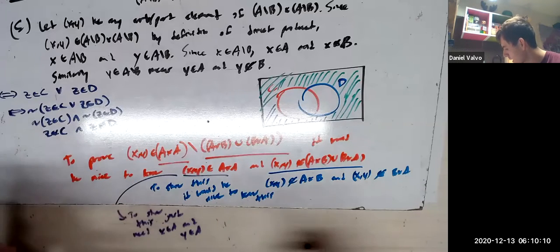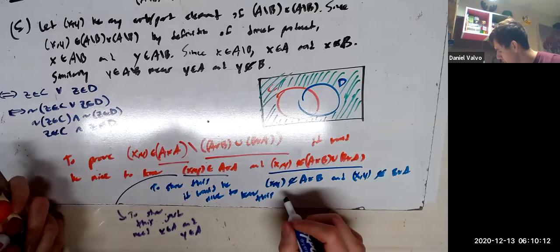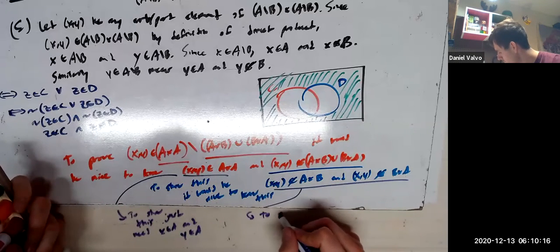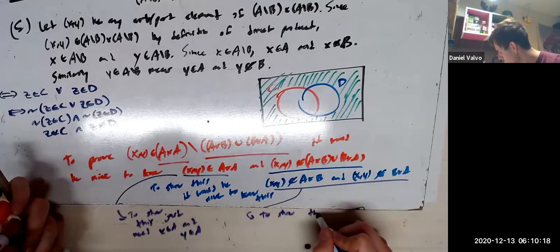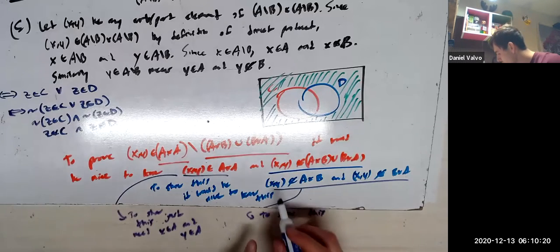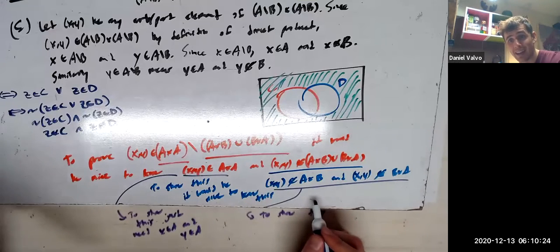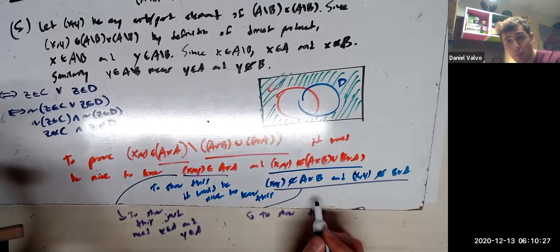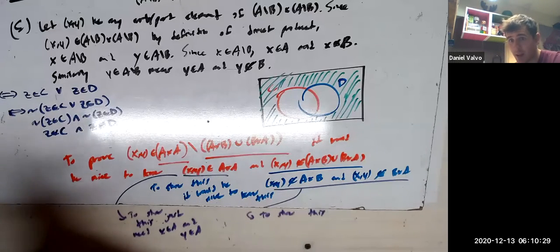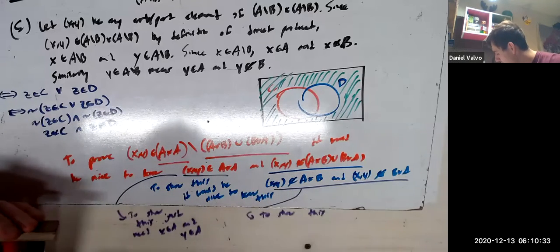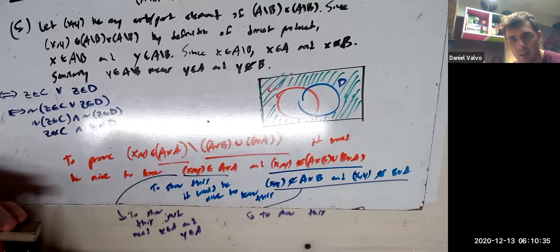Now here's the other side of that coin. To show this, to show that XY is not in A cross B, based on what we just said, if you're in the direct product, that means the first coordinate is in the first set and the second coordinate is in the second set. Based on what we just said, if XY is not in A cross B, what does that mean? What must fail?